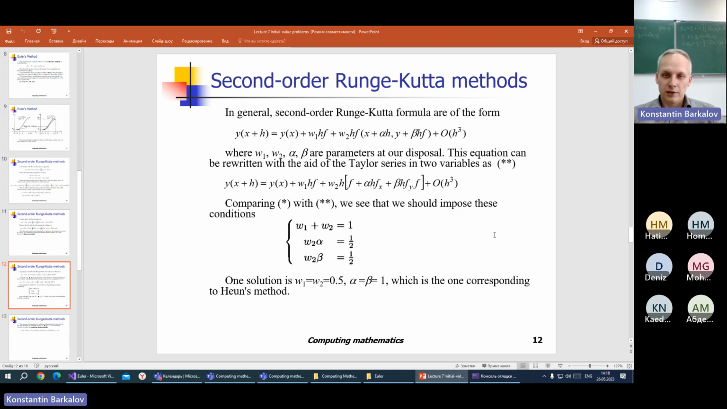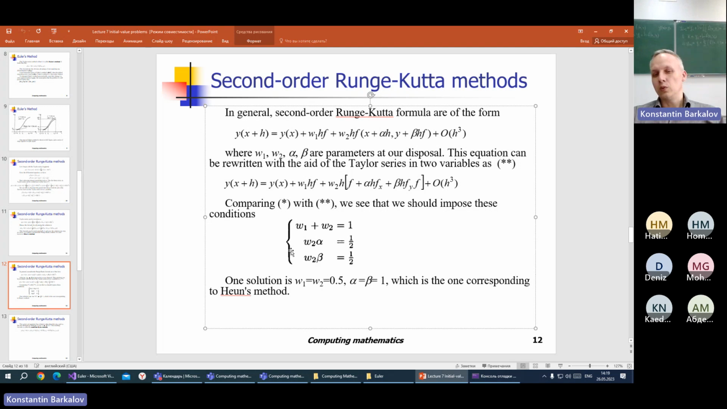If we compare this formula and the initial terms of the Taylor series, we can find that these conditions should be true if the formulas star and 2 stars must be the same. It means that W1 plus W2 equals 1, W2 alpha equals 1/2, W2 beta equals 1/2.